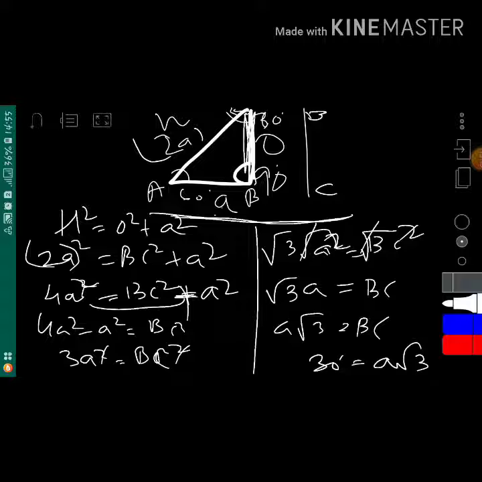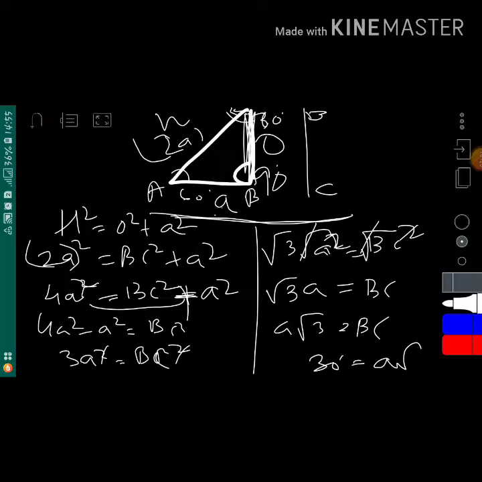Yes or no? Okay, I'm clearing this page. I'm going to the next one. So I got my OC. Oh, sorry, it's not OC. It's BC equals A root 3. Now we will apply this BC, A root 3.